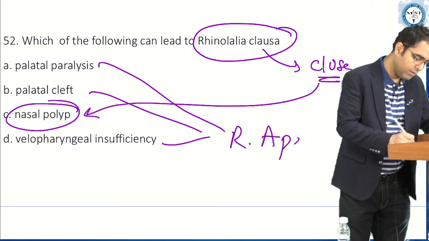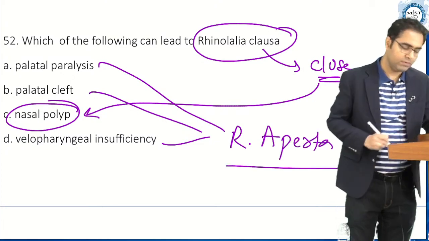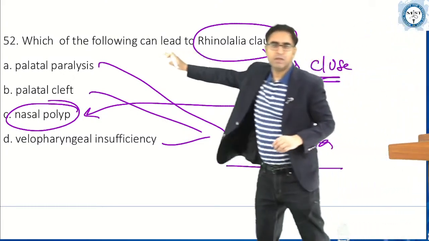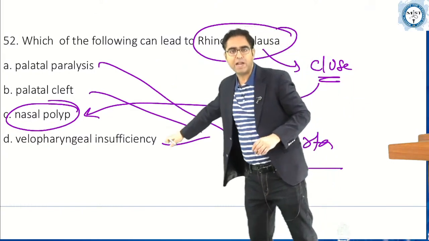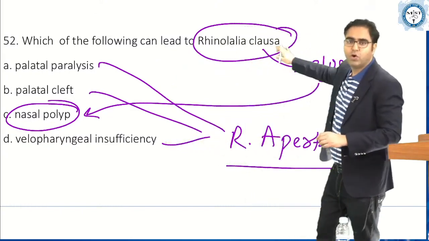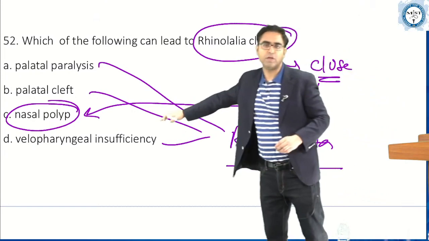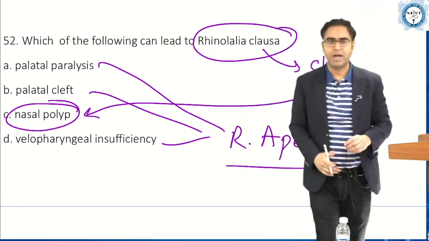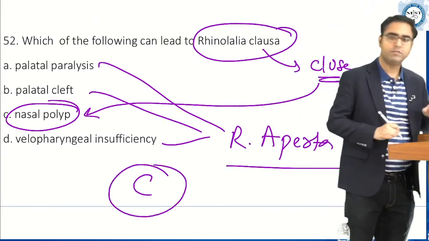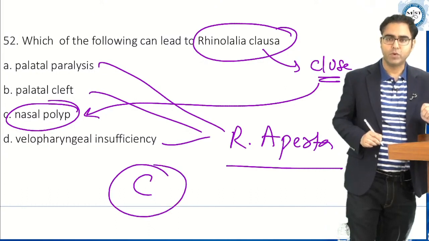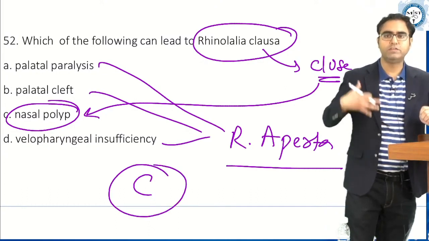Rhinolalia aperta. Okay, aperta. Remember, palate problem. Palatal weakness also causes aperta. Nose closed, polyp, beta. Polyp causes rhinolalia clausa. Answer is C, beta. Rhinolalia clausa: nose is closed, polyp.